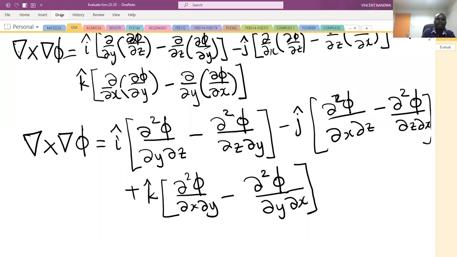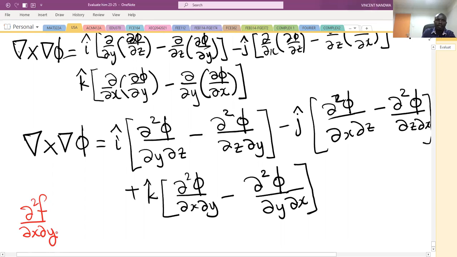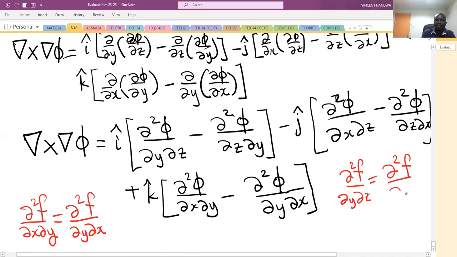Now from calculus, you know that partial squared f partial x partial y is the same as partial squared f partial y partial x, and similarly partial squared f partial y partial z will be partial squared f partial z partial y. So therefore, these and these are the same, these and these are the same, these and these are the same. So this bracket is 0, this will be 0, this another will be 0.